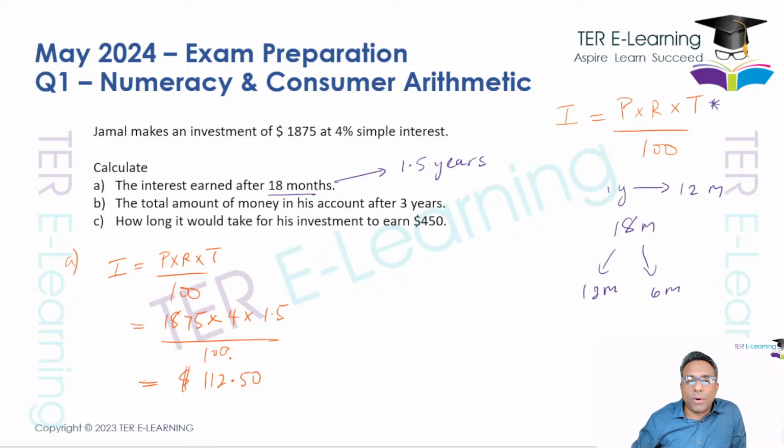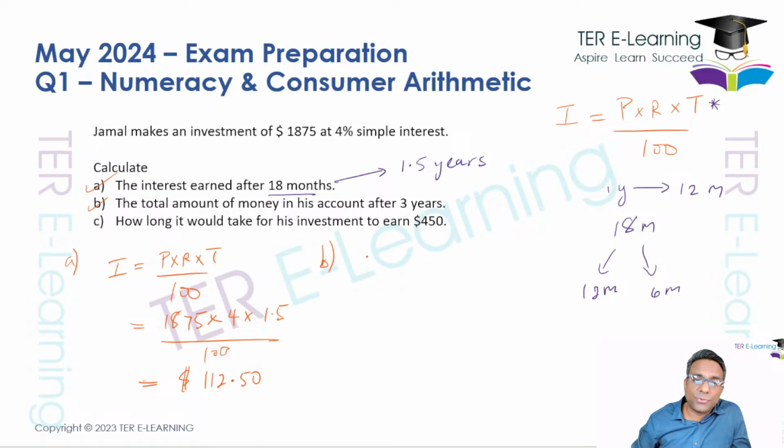All right, now that's part E. Part B now, the total amount of money in his account after 3 years. What is the total amount of money in the account after 3 years? So this is part B here. Now, remember, you are trying to work out how much money is in the account after 3 years. So therefore, we have a time frame now.